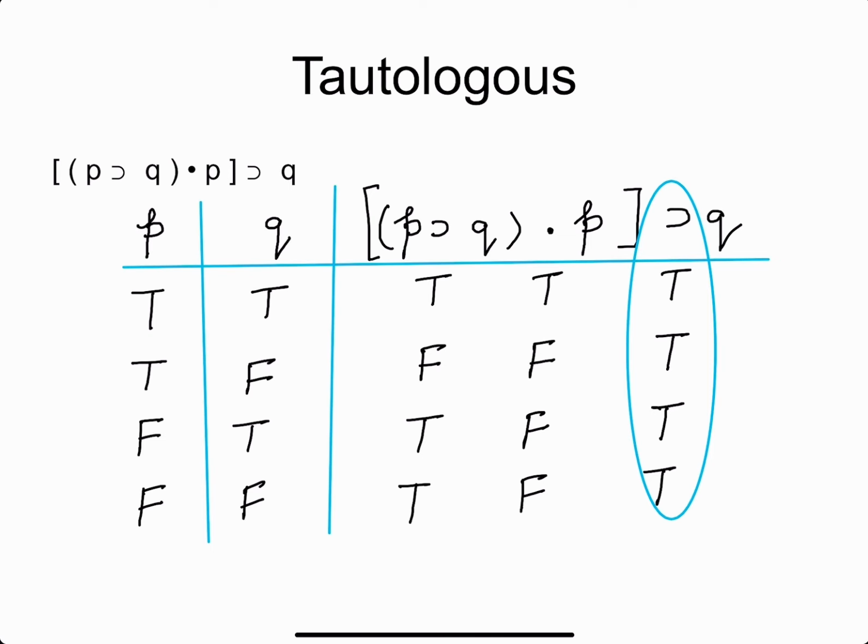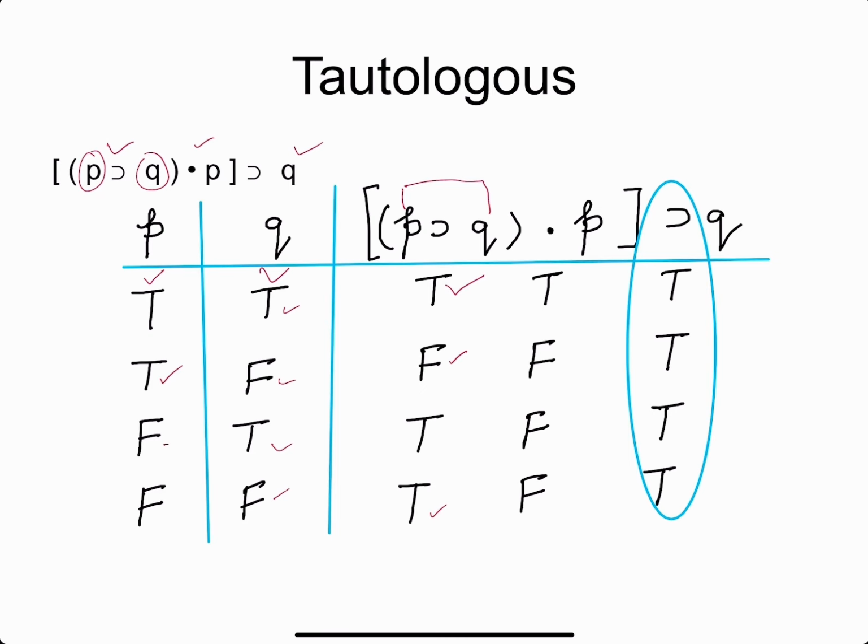Next, let's see an example here. So we have p horseshoe q dot p horseshoe q. Again we have 2 prepositions p and q. So its table will be t t f f and then t f t f. After that you'll solve this part, p horseshoe q. Now you know t t value will be t, t f value is f, f t value is t, and f f value is t.